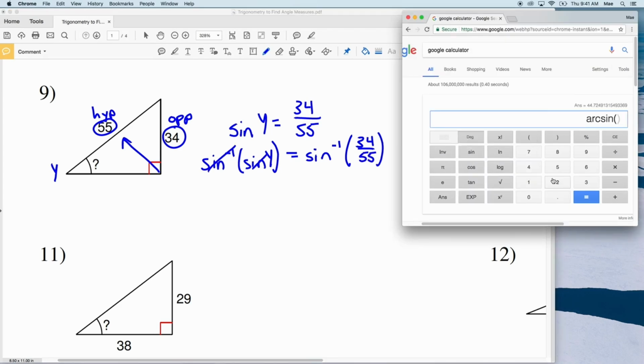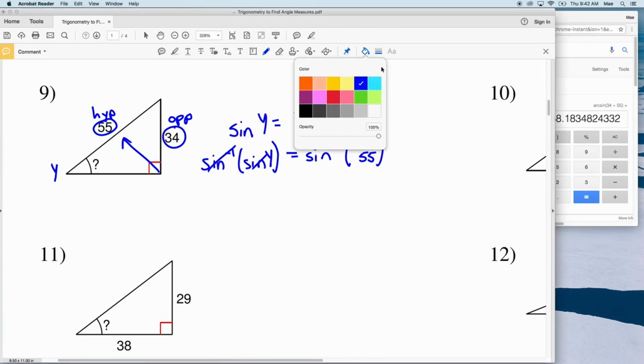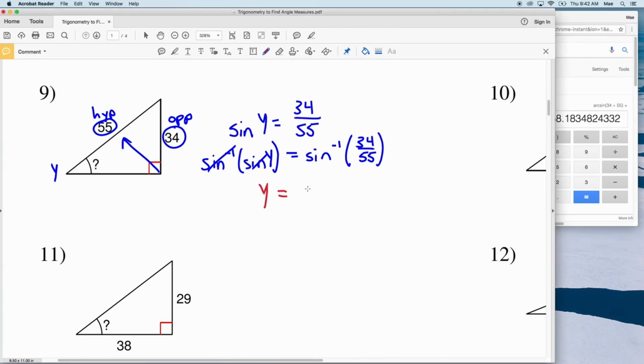The inverse sine of 34 over 55, making sure in parentheses, since we're taking the inverse sine of that quantity, and that's going to be equal to 38.18, which is approximately 38 degrees. So y equals 38 degrees. So the measure of the indicated angle is 38 degrees.